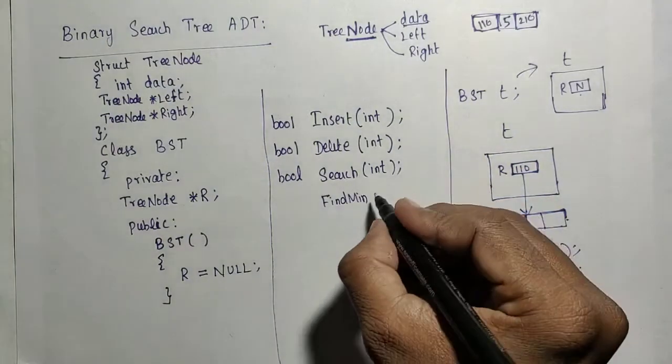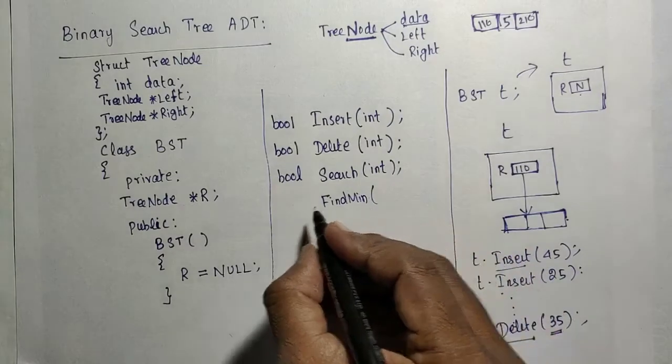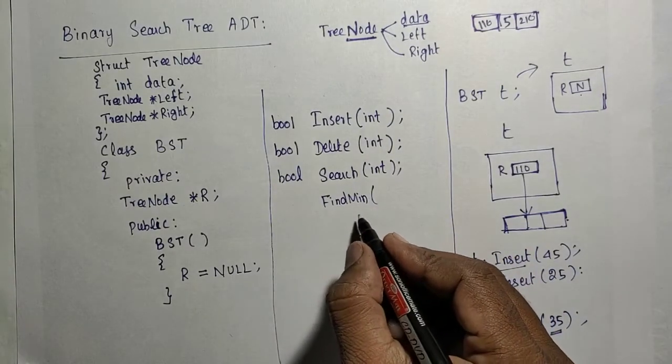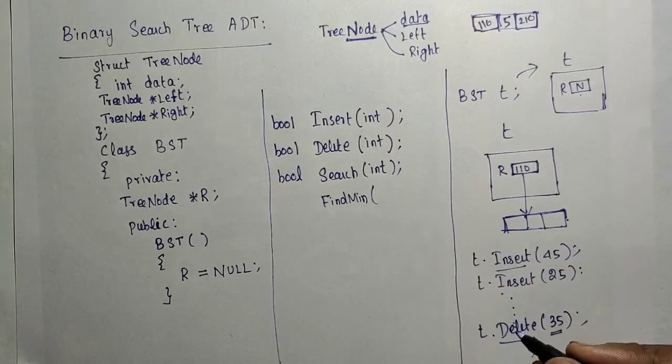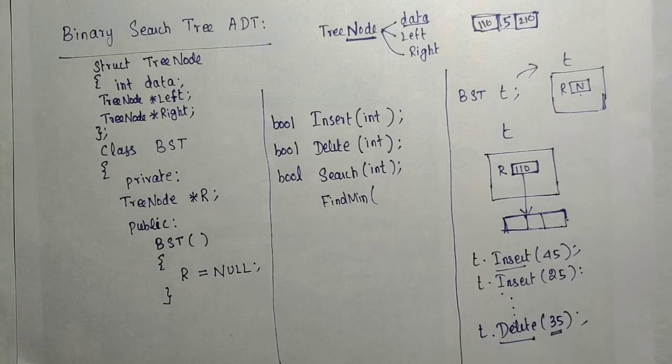Find min means you can easily find the minimum value, the least value, from the binary search tree. For that there is no input. It is just going to obtain the minimum value. So obtaining the minimum value means the return value is the minimum one.